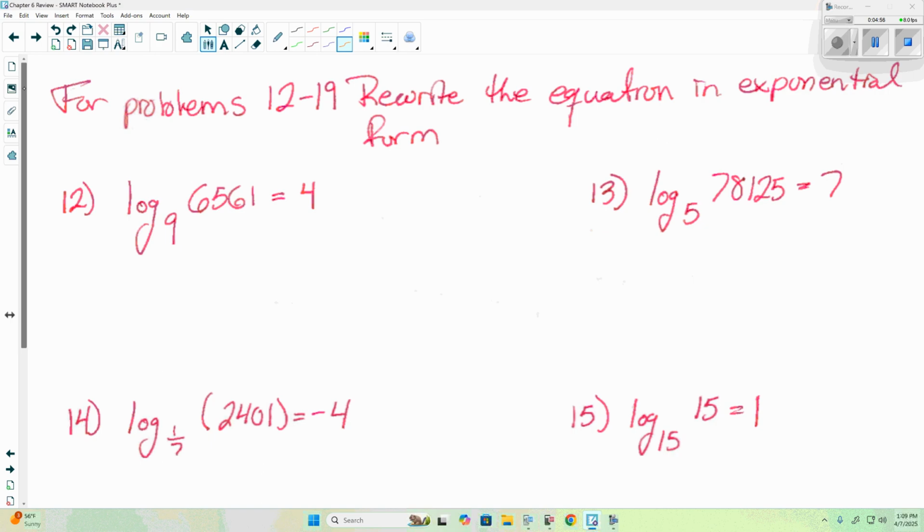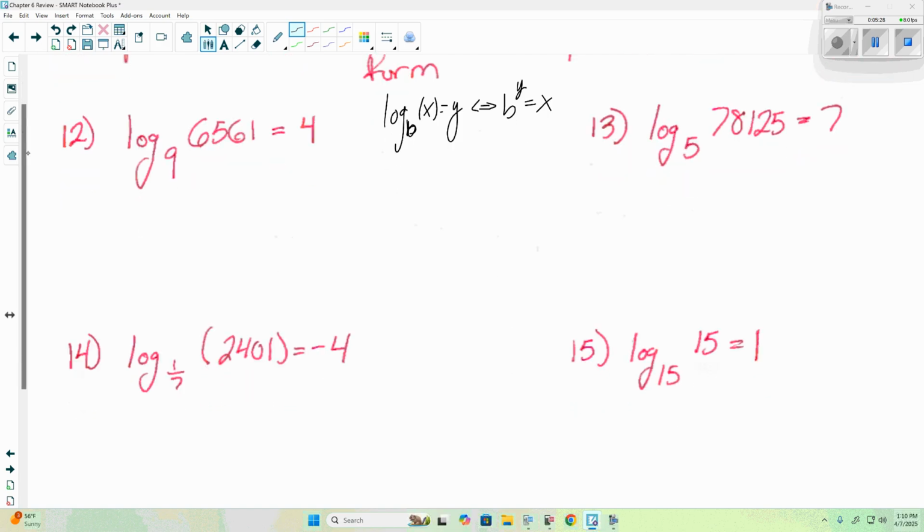Problems 12 through 19: rewrite each logarithm in exponential form. So we're going from log base b of x equals y, if and only if b to the y is equal to x. They give us the logarithm form, and we want to rewrite it as an exponential.